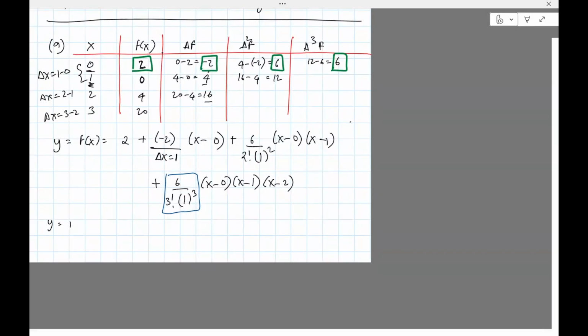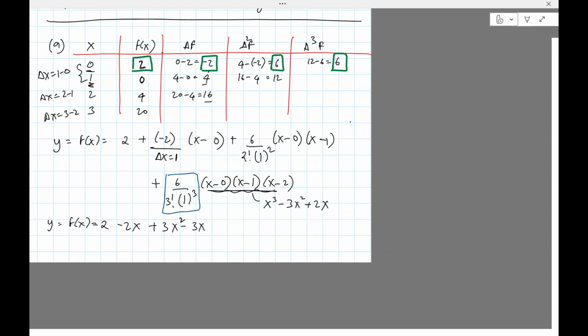Okay, so let me write the simplified form. That's 2. Then we have minus 2x. This thing will be 6 divided by 2 would be 3. 3 times x minus 1 will come out to be 3x squared minus 3x. Then this thing, I can just do this multiplication here and get x cubed minus 3x squared plus 2x. That's just this part.